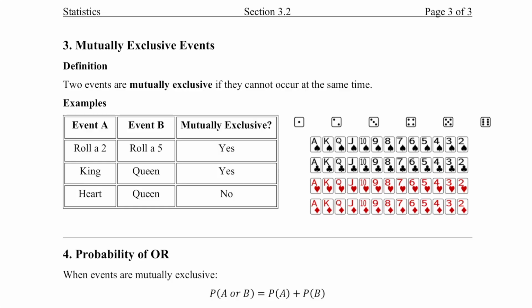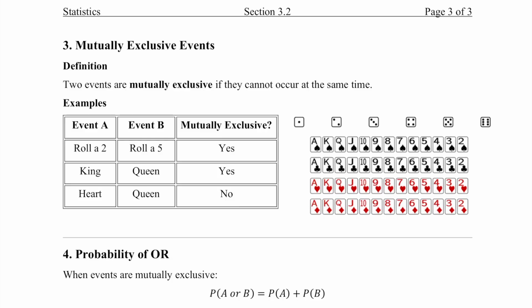Let's look at a few examples from the worksheet. Rolling a 2 and rolling a 5 are mutually exclusive. Drawing a king and drawing a queen from a single card draw are also mutually exclusive because one card cannot be both king and queen. Now, consider drawing a heart and drawing a queen. These are not mutually exclusive because the queen of hearts exists. A single card can satisfy both conditions.